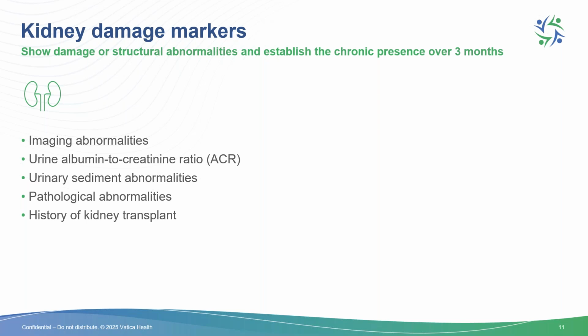You can even look at urine sedimentation. If you see a lot of casts, that could be chronic injury. Other signs of kidney damage are a history of kidney transplant and pathological abnormalities like glomerular disease and polycystic kidney disease.